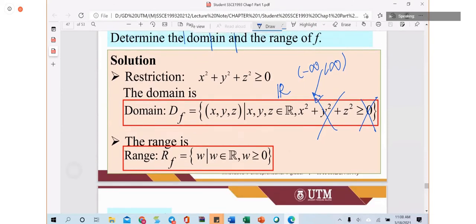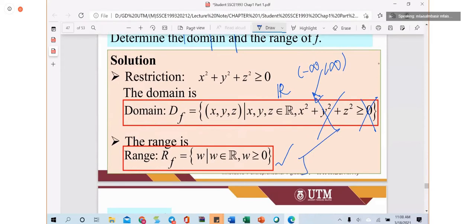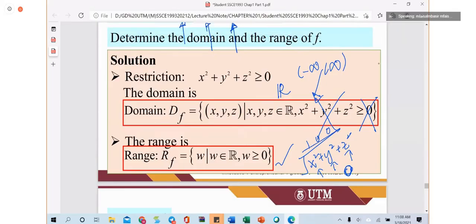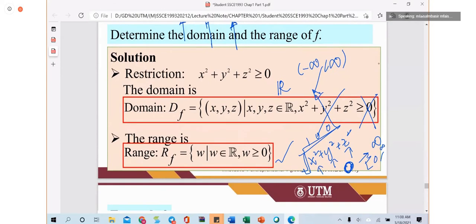Then the range is w more than or equal to 0. Why? For x squared plus y squared plus z squared, the minimum value will be 0. If I put 1 here, or 0, 0, it will be 1. The square root also cannot be negative. So it will be 0 to infinity, or you can write w more than or equal to 0.